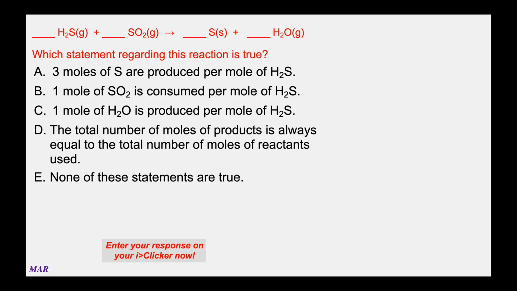This question is a question on balancing reactions. You can see up there's a reaction between H2S and SO2 to make sulfur by itself, that's elemental sulfur, plus water. And it says, what statement regarding this reaction is true? And there are 5 possible answers there.